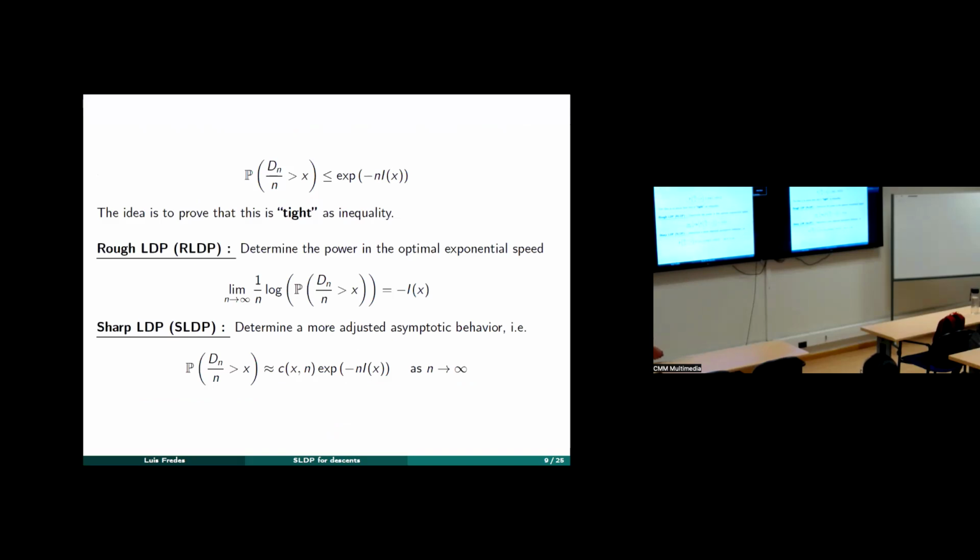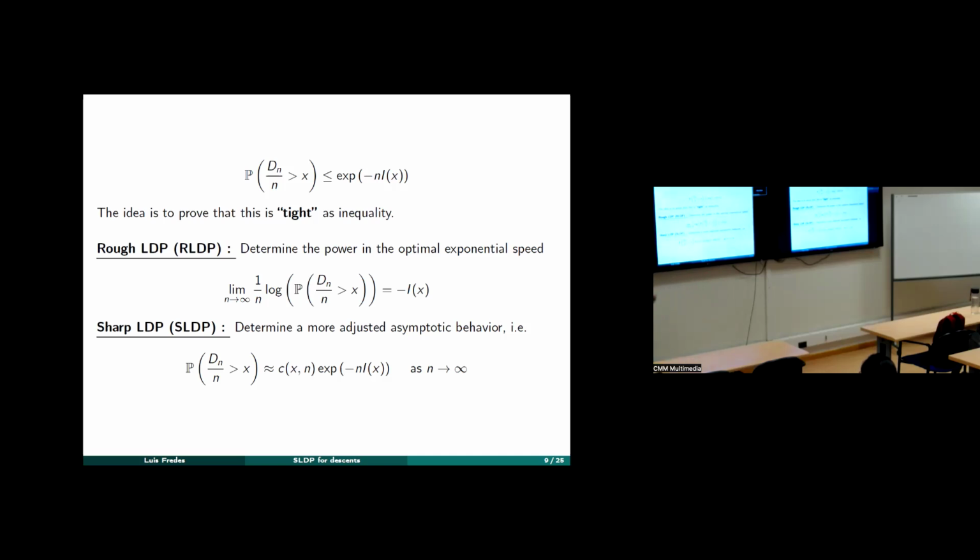So what we have at the end is something like this, and we hope that this is tight. And the idea is to prove that this is tight in some different senses. There is something that is called rough large deviation principles, which is trying to determine just the factor that goes next to the n. So basically, the result is that this limit is equal to minus the rate function.